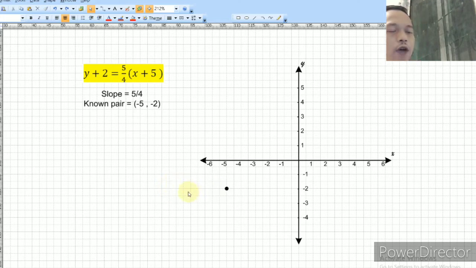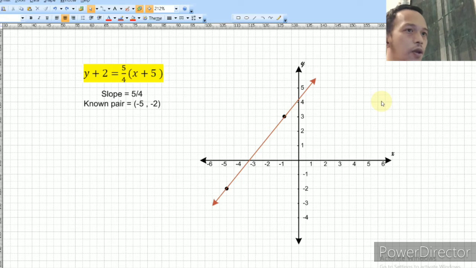Okay, and then how to find the second pair, since we need the second pair to connect with the line. So use the slope 5 over 4, which means 5 units to the top, 1 2 3 4 5, and then 4 units to the right, since the run is positive, 1 2 3 4. So this is the second ordered pair. And when we have the second ordered pair, you just connect it with the line and you have your graph.